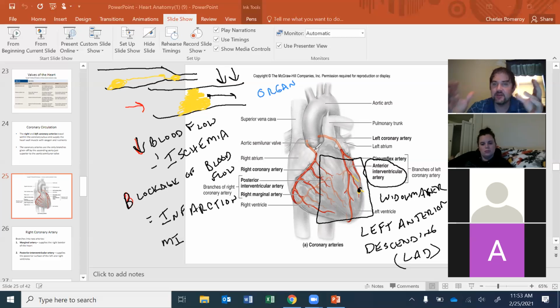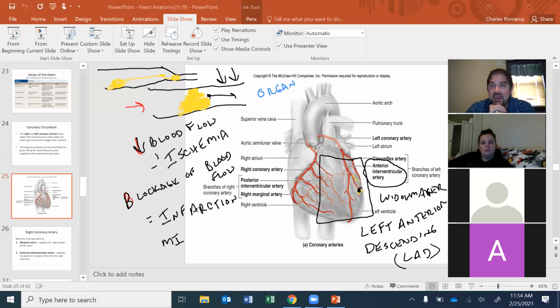Plaque typically builds up in your arteries. Blood clots typically happen in your veins. But they both can clog up blood vessels. They both can cause strokes. They both can cause heart attacks. It's just that plaque is more associated with arteries, and clots are more associated with veins.